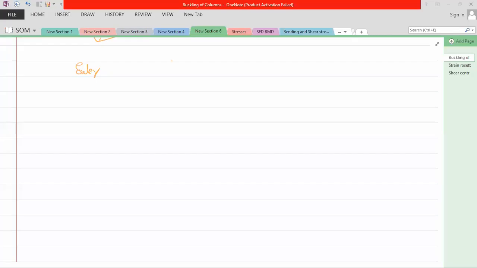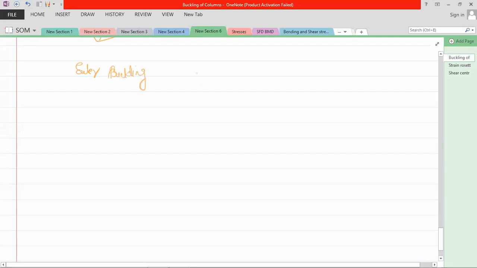Okay. Now, in Euler buckling, we see that if there is a bar and you apply a compressive load like this, then this bar will fail by compressive stress, which we call crushing stress. It will crush the rod, just like the chalk example we had taken. Take a small chalk and press it in between your fingers, it will crush.